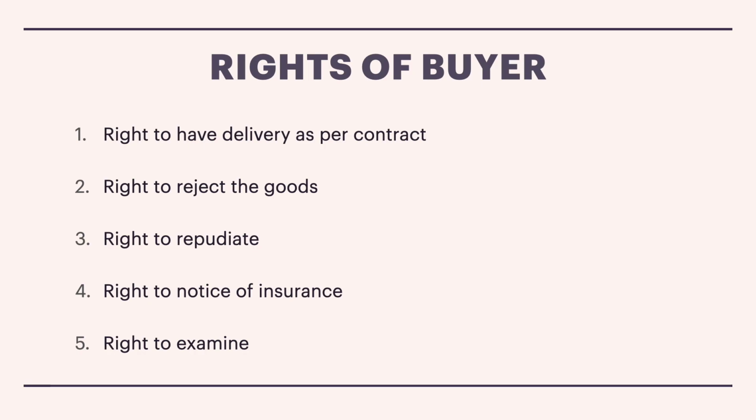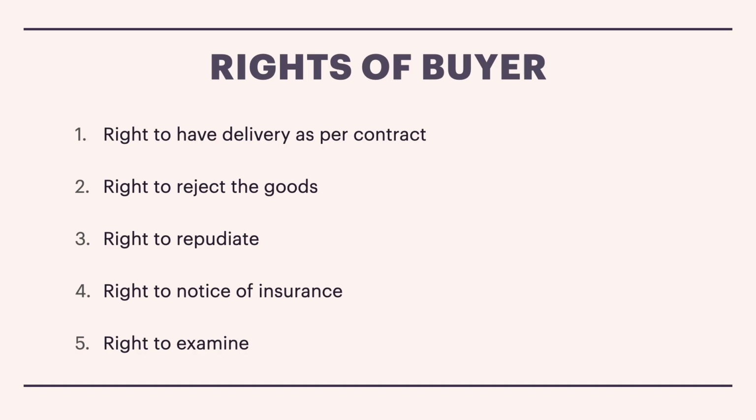The first one, right to have the delivery as per the contract. The first right for the buyer is to take the delivery of the goods or commodities, however the seller and the buyer have agreed upon in the contract, either by a package or through roadways or whatever that is. The buyer has the right to take the delivery as per the contract, as both have agreed upon earlier.